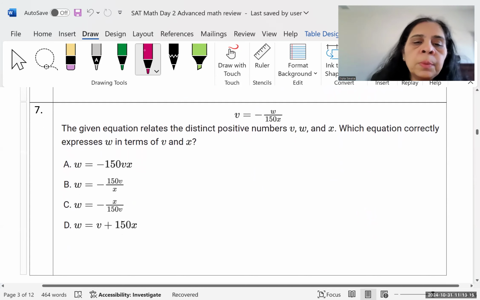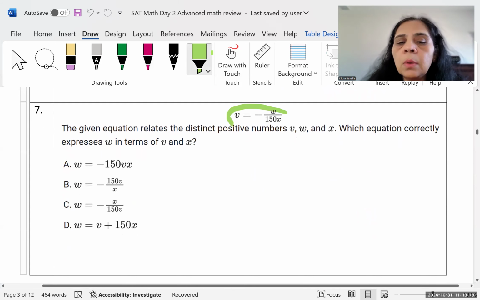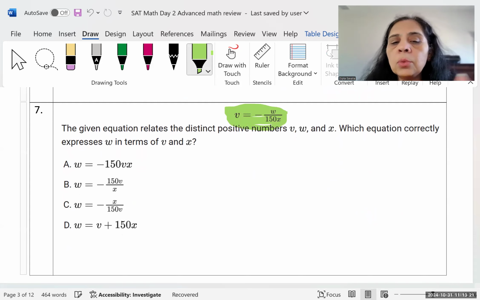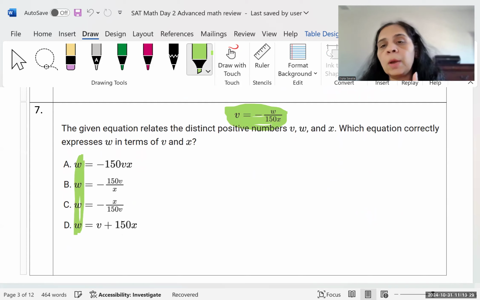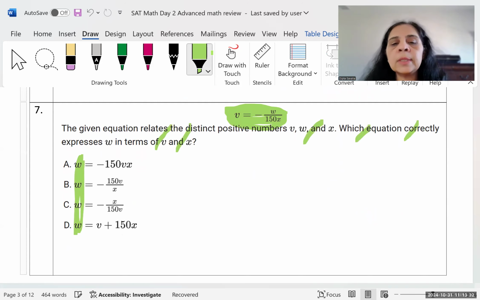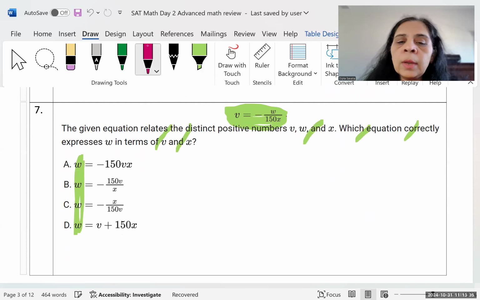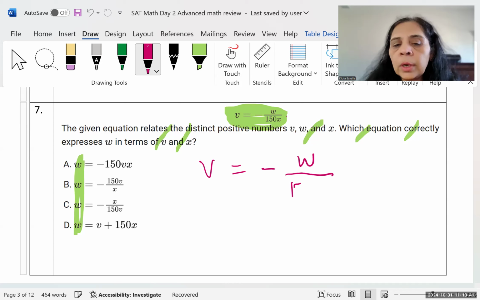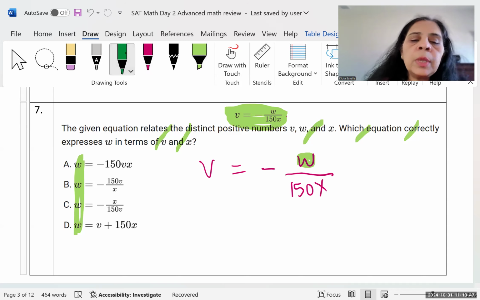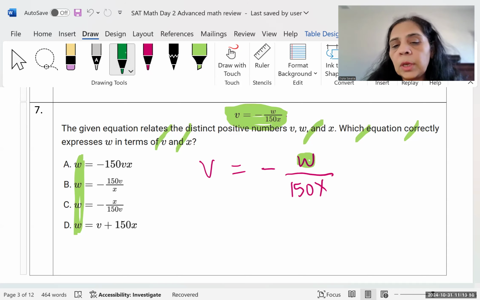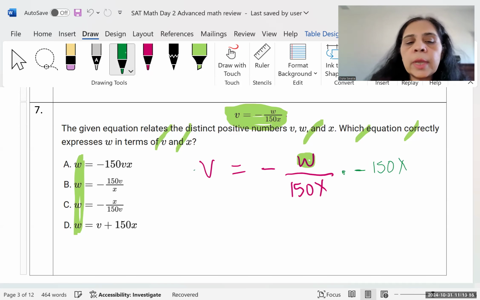All right. Next one, we have number 7. We have a given function here. We have 3 variables, v, w, and x. And I can see right away that in all the options, they give you w equals. So I don't need to read all these things. I will just solve for w, right? So we have v = negative w over 150x, and I have to keep w by itself. So we can just remove negative 150x from here. So I can multiply by negative 150x on both sides.